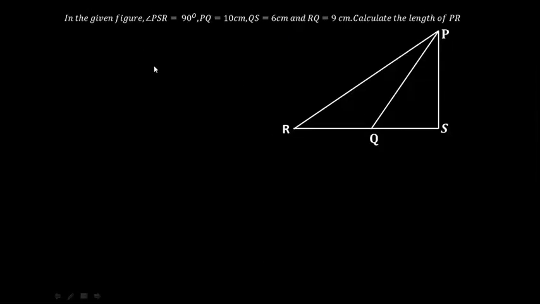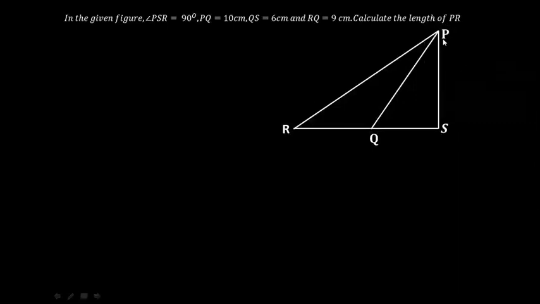Now let's discuss some figure based questions also, which are very important. So the question is, in the given figure, angle PSR is equal to 90 degrees, PQ is equal to 10 centimeter, QS is equal to 6 centimeter and RQ is equal to 9 centimeter. Calculate the length PR.